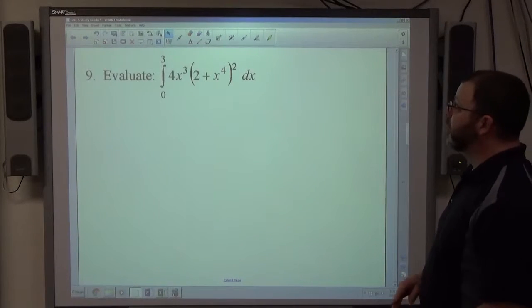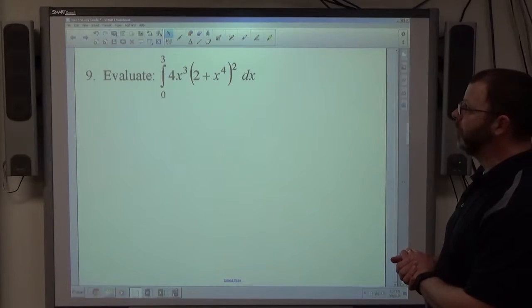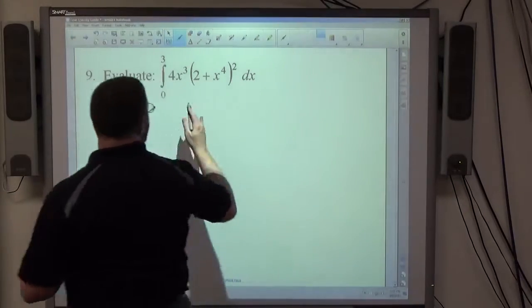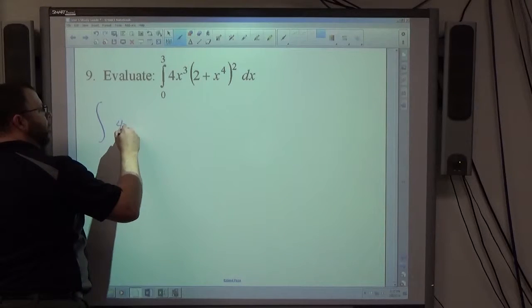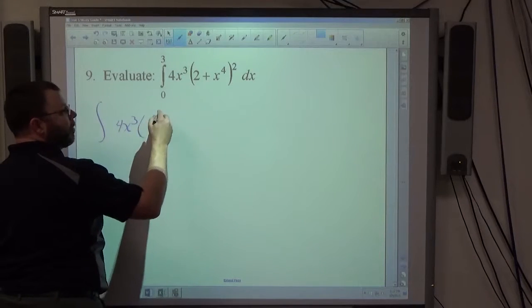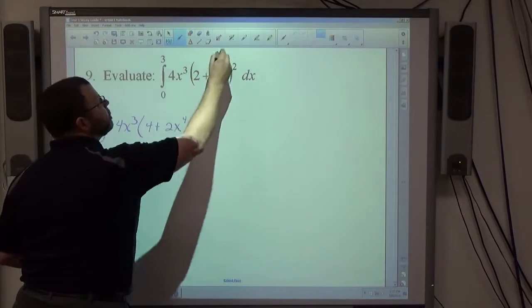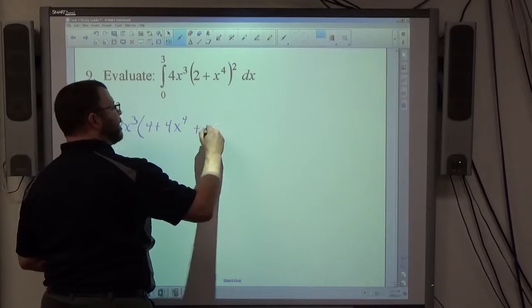Number 9. This one is all ready to go with the U-substitution technique. I would probably do that, but just know that we have the option on this one, since it's just a small power like 2. I'm not going to do it this way, but I just want to show you this is possible for this specific one. 4 plus 2x to the 4th, sorry, 4x to the 4th, plus x to the 8th.